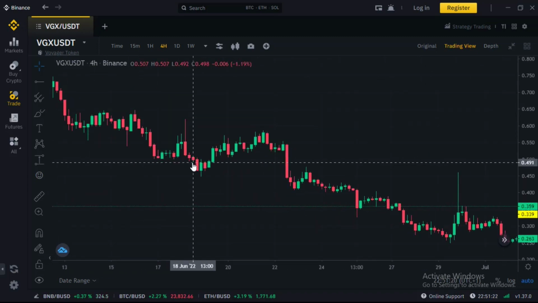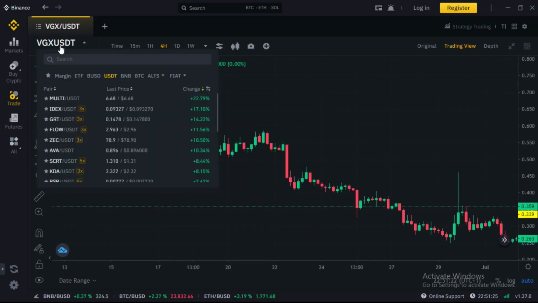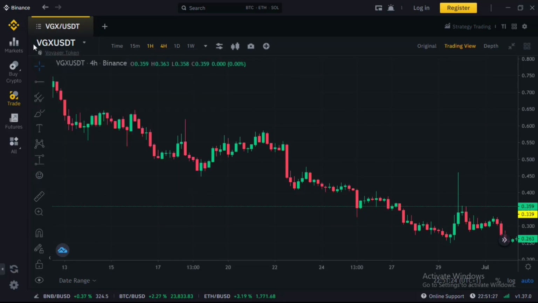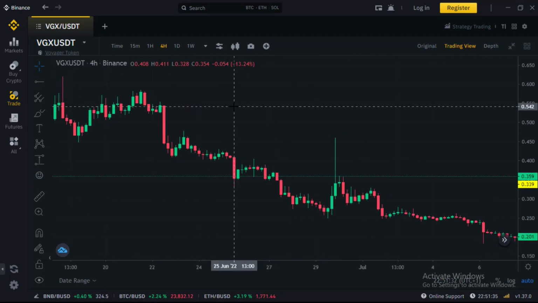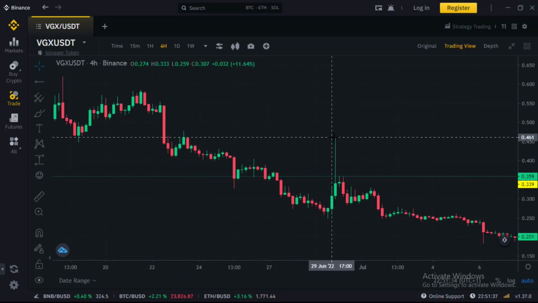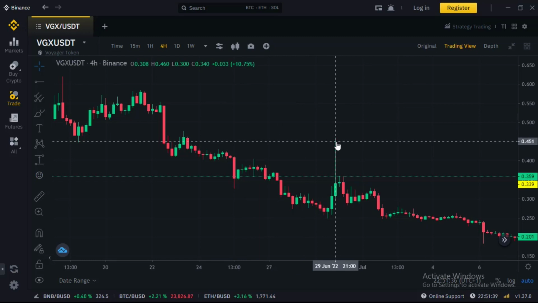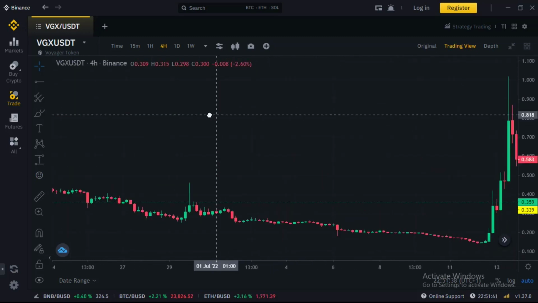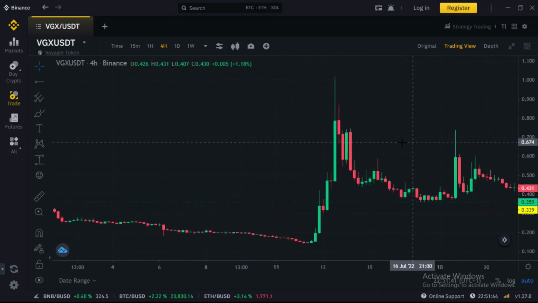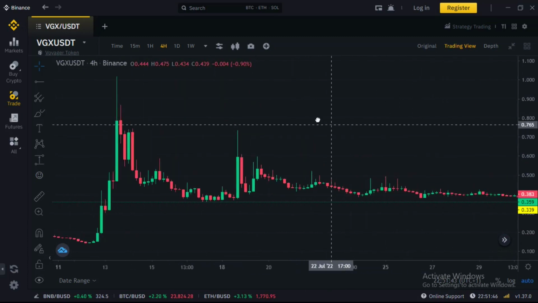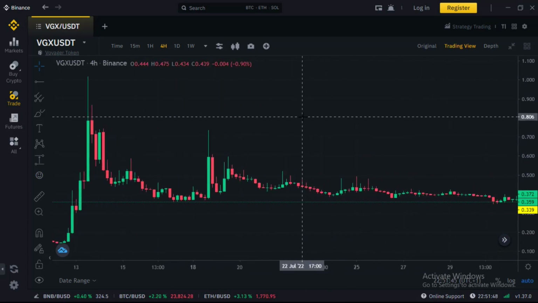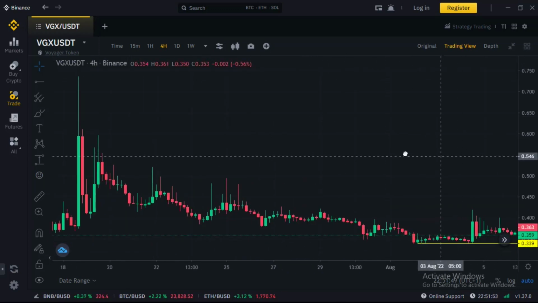For example, I've switched the candlestick price chart data of the VGX USDT cryptocurrency pair to the 4-hour candlestick time frame. And next up, the most important metrics for performing proper technical analysis of any cryptocurrency pair are the bullish trend section and the bearish trend section of the cryptocurrency price action. And that's absolutely all that you would ever need to perform proper technical analysis of any cryptocurrency pair.